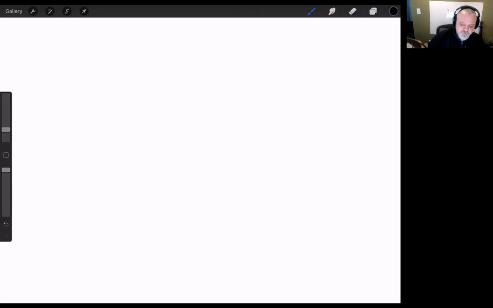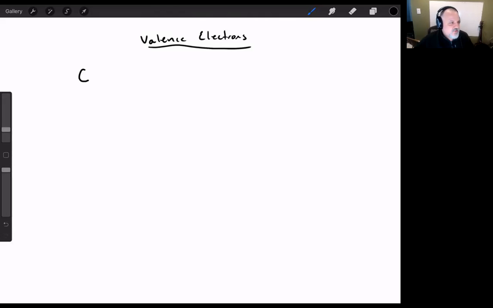Let's start off with something. How many valence electrons does carbon have? Do you remember how to look at the periodic table and decide that? Yeah. It's based on the row, right? Or the group, excuse me, not the row, the group. It's based on the group. Group 14, that's where carbon is. And so it has 4 valence electrons.